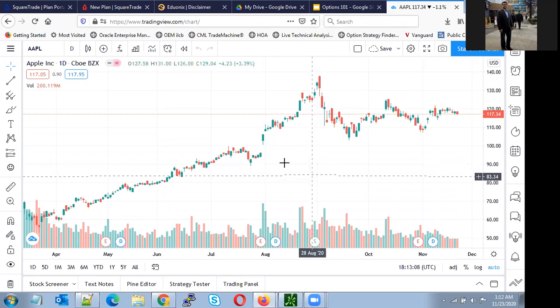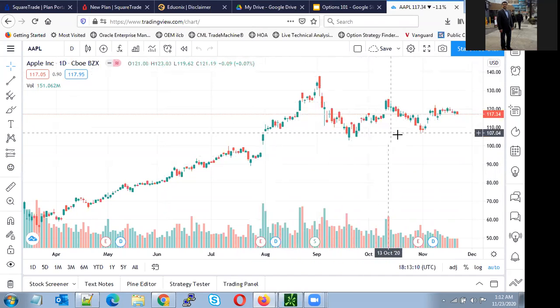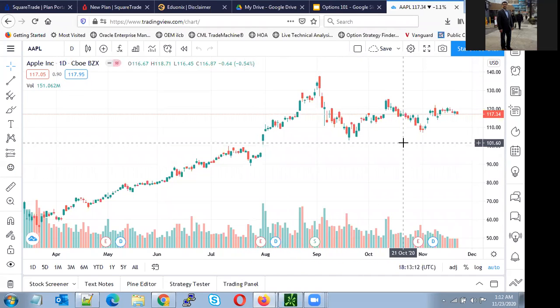Okay. So there are a number of things we can do with options. We can become an option writer, an option seller, or an option buyer, depending on where we see the stock and how much risk we have to put. We can become an option buyer and seller.